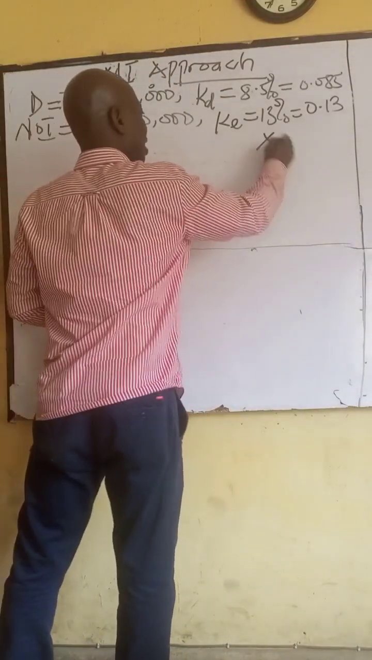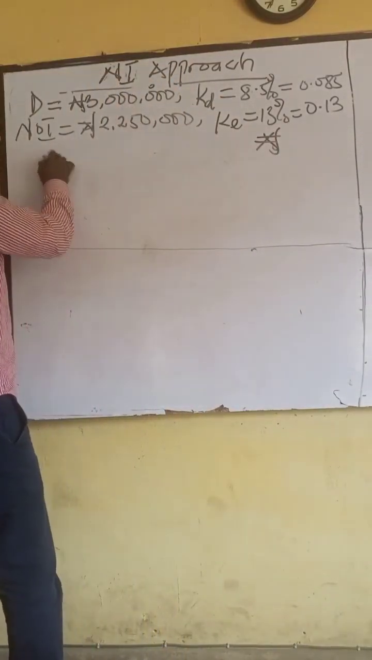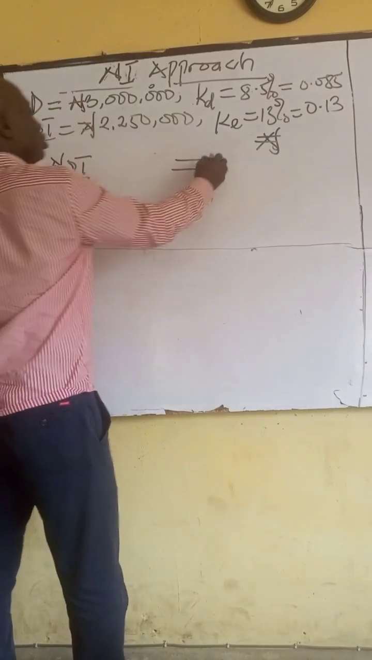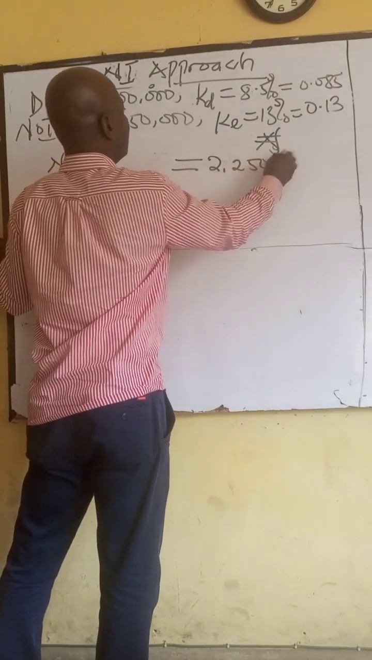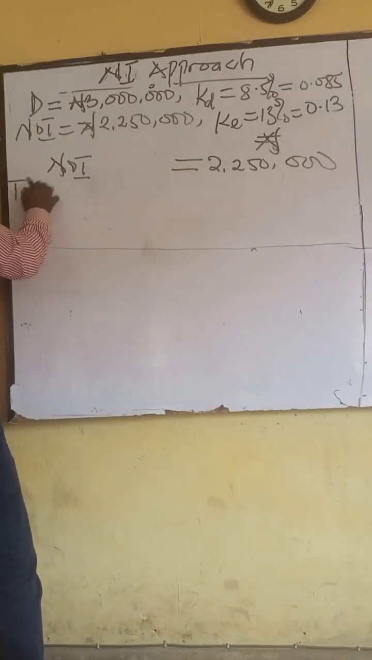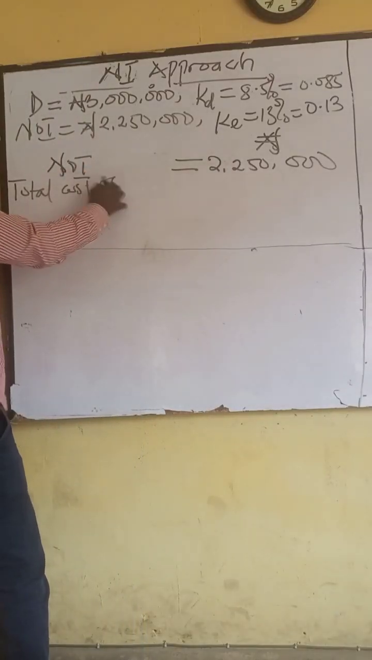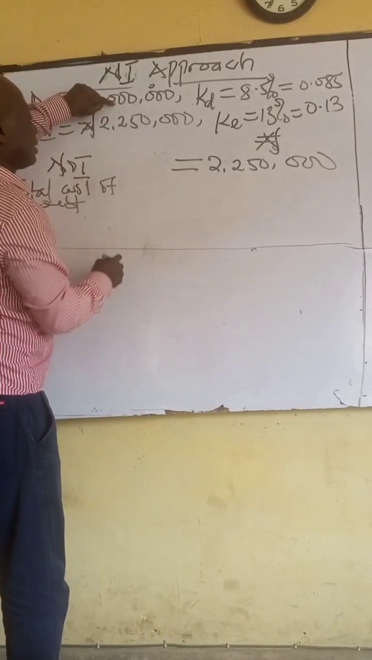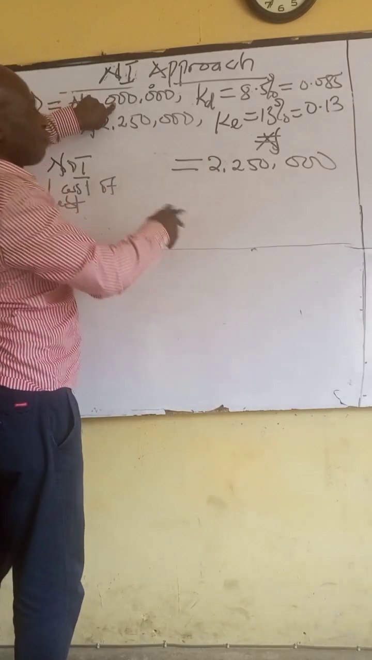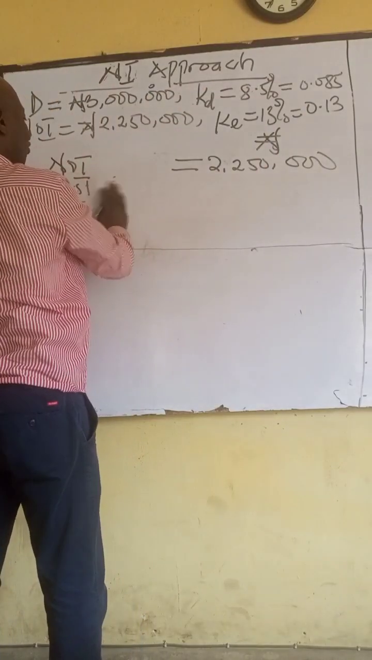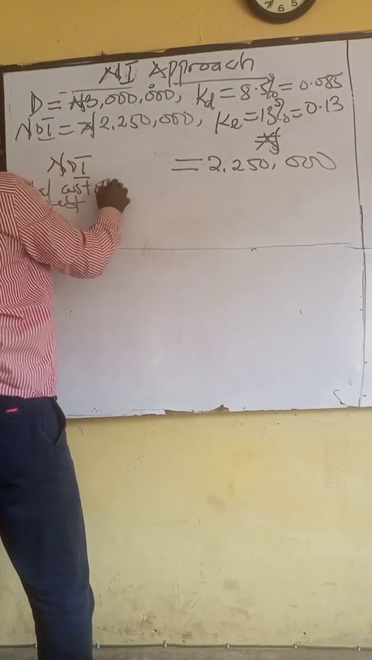But I've told us to put your Naira here, then you start with your NOI. These are the 6 steps. Our NOI given is 2,250,000. Then we have total cost of debt. Total cost of debt is when you multiply debt times cost of debt. I don't have to show you the working again, just multiply this times this. Let me even show it for those who are still having issues.